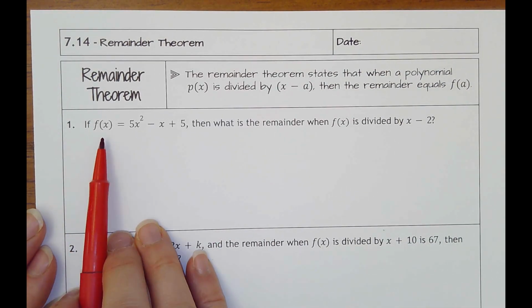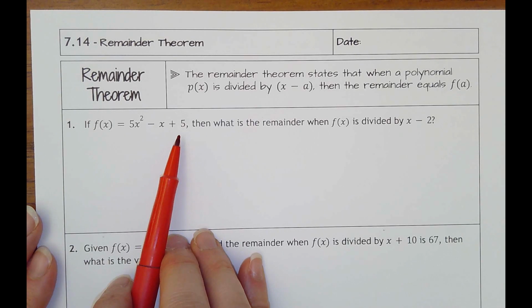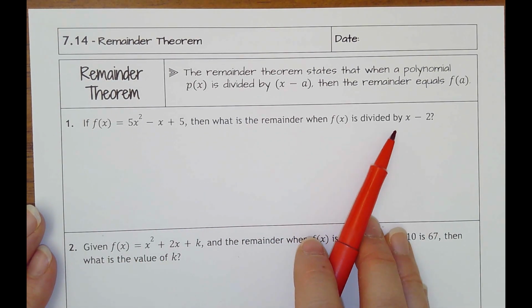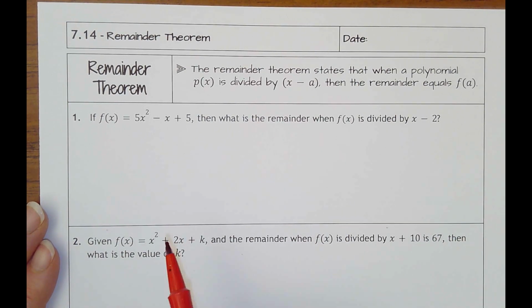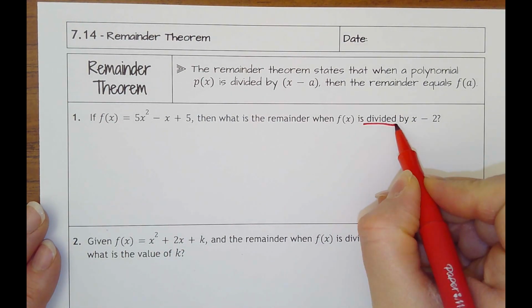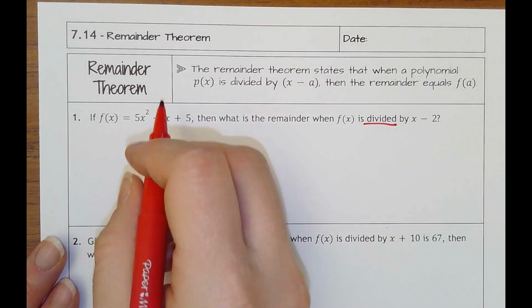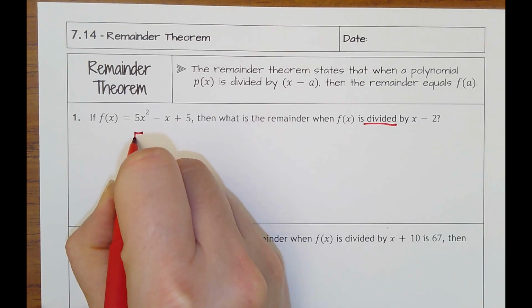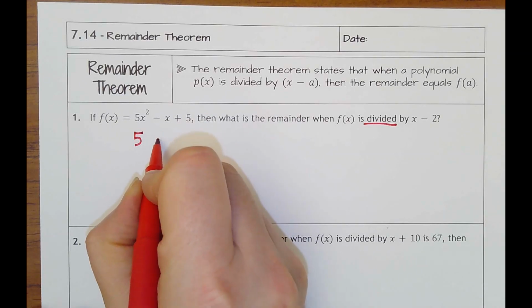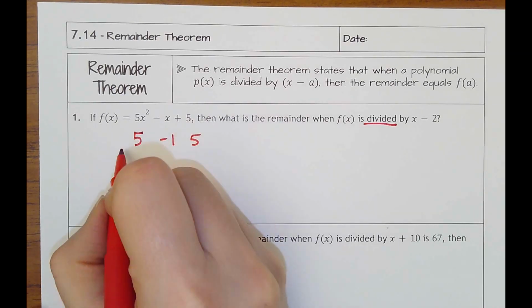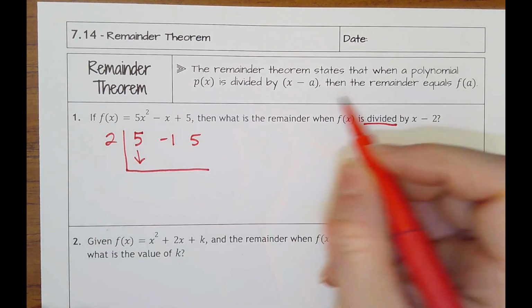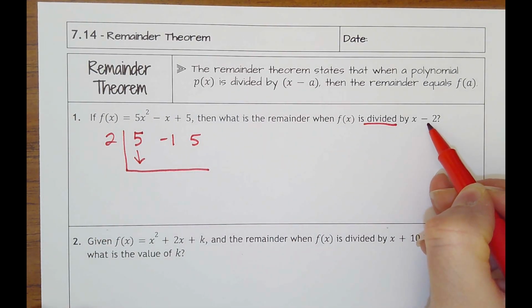It says if f of x is 5x squared minus x plus 5, then what is the remainder when f of x is divided by x minus 2? So let's say you were taking a test and you saw, okay, I'm dividing. I'm going to go ahead and do this with synthetic division. So I'm going to have 5, because my coefficients, -1 and 5. I'm going to divide this by 2, because remember, it has to be the opposite sign of this.